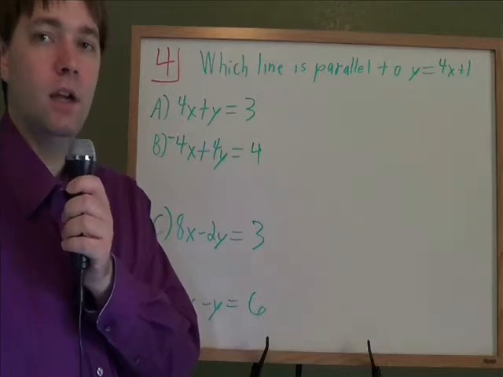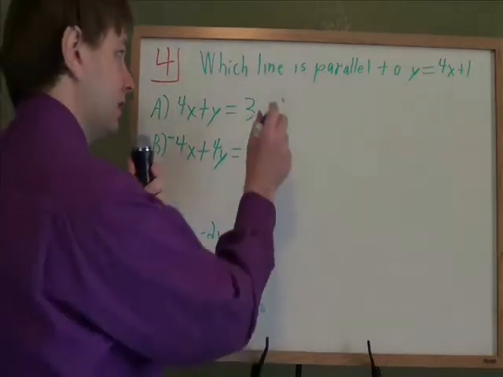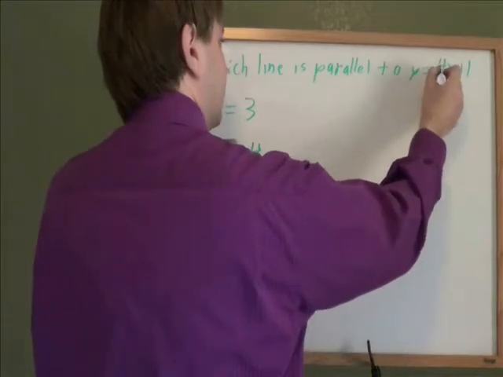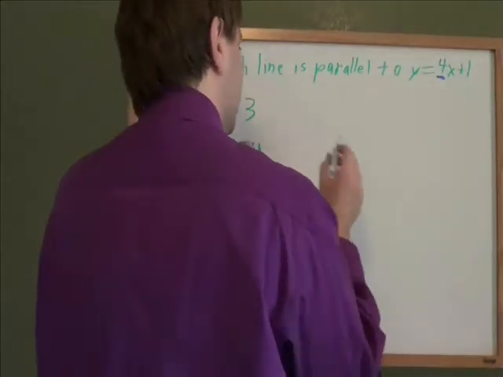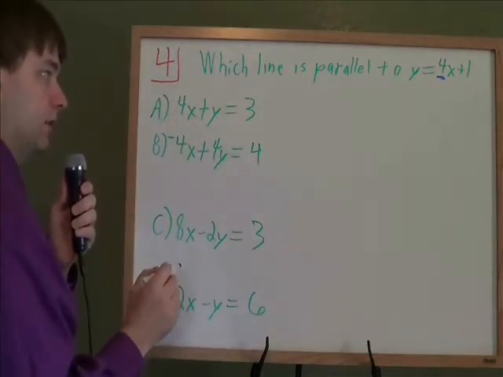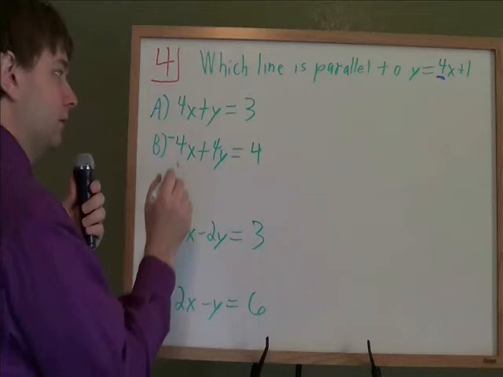When we're looking for parallel lines, that means we're looking for lines that have the exact same slope. So the slope here is 4, the part right next to the x. So we just need to figure out which of these lines has a slope of 4. And the easiest way to find slope is to get y by itself.